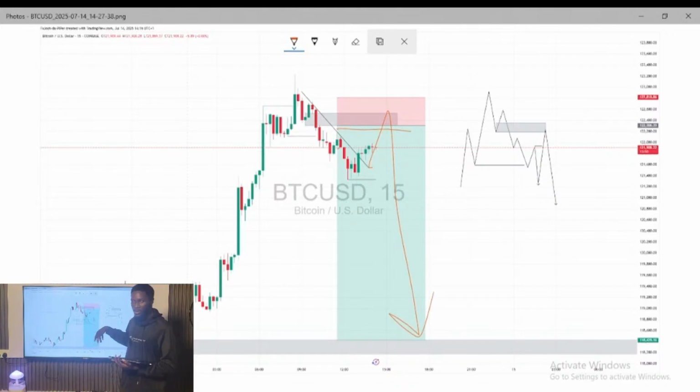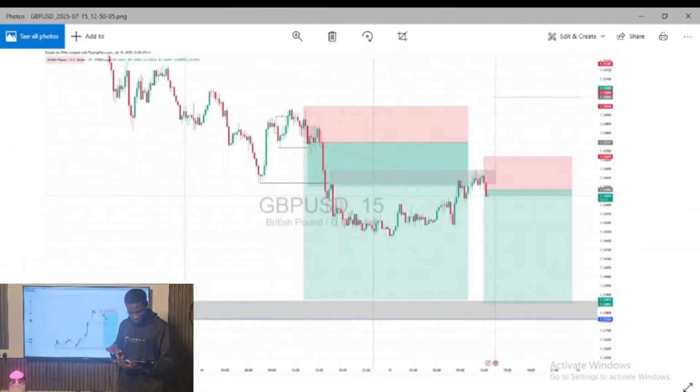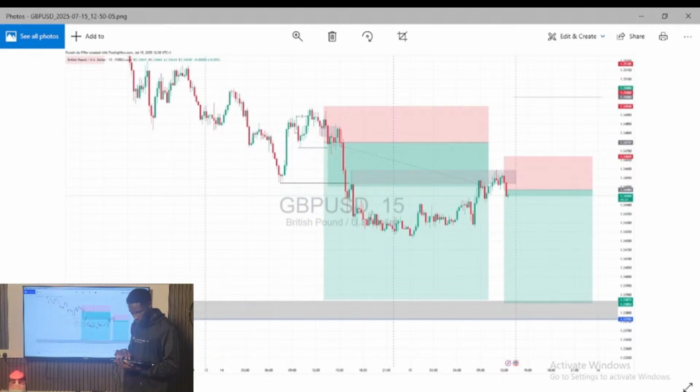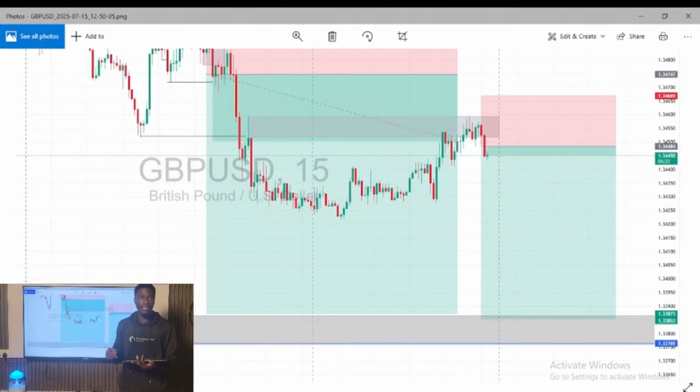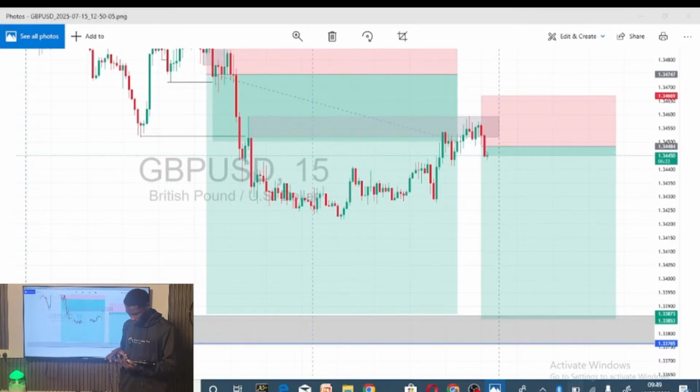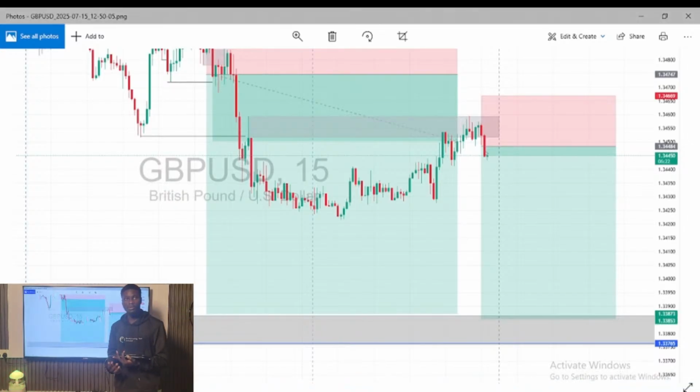But there are consequent sales we took on GBP USD. For this one, this is the GBP USD we're talking about, and this was our first sell, and this was the second sell. This particular sell was taken yesterday as a continuation of Monday's sell.